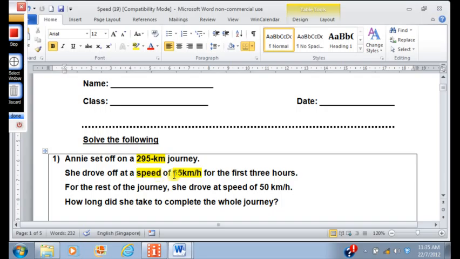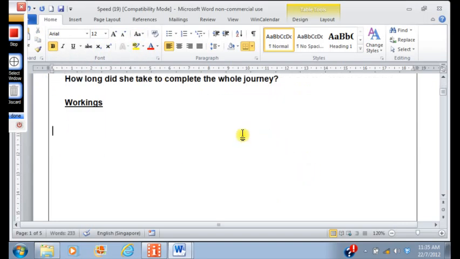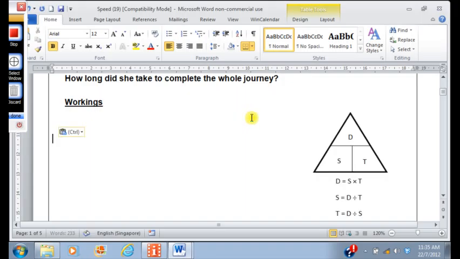She drove at a speed of 65 kilometers per hour for the first 3 hours. Right, this is going to be our time. Okay, we have learned simple relationships between speed, distance and time. Alright, what is the relationship we have learned?